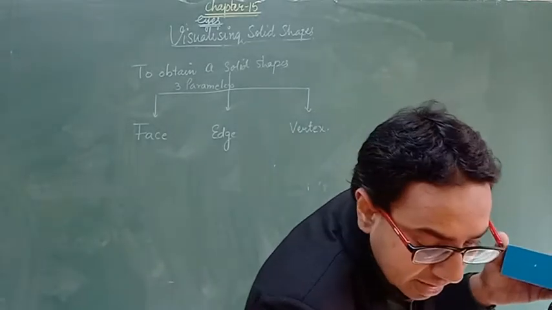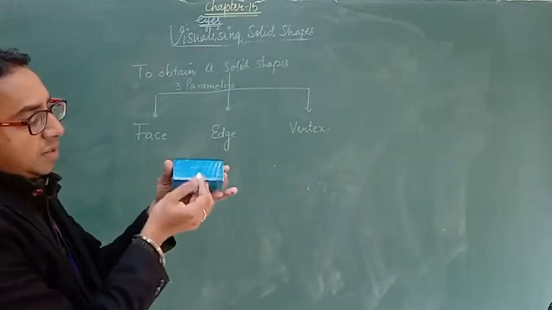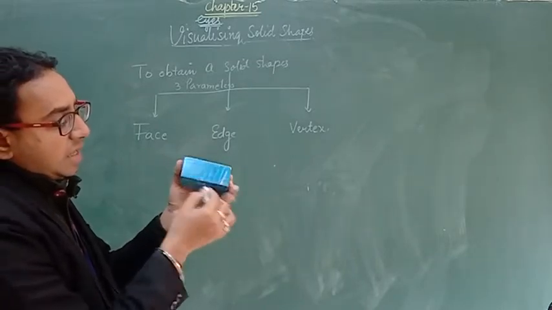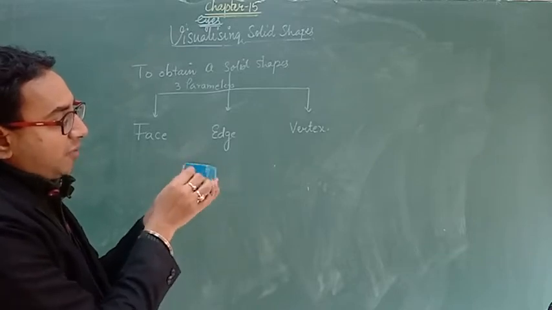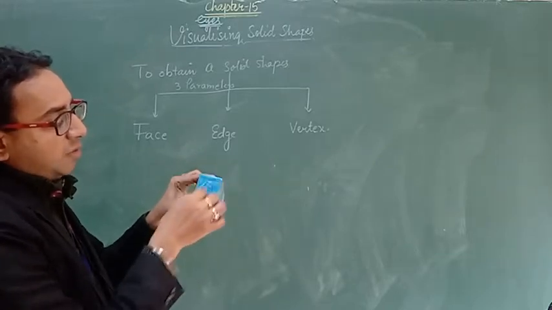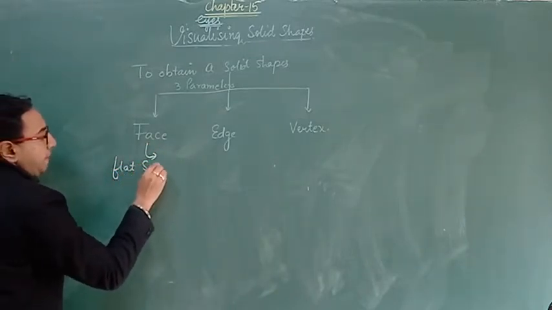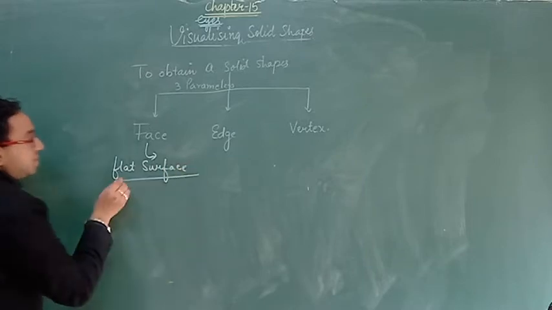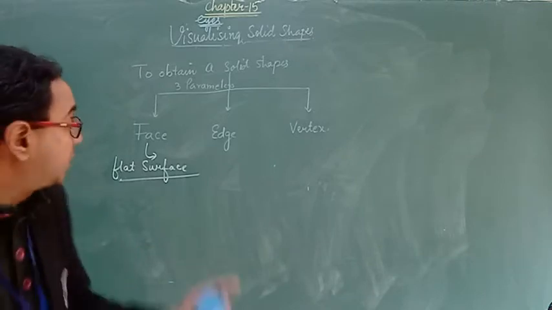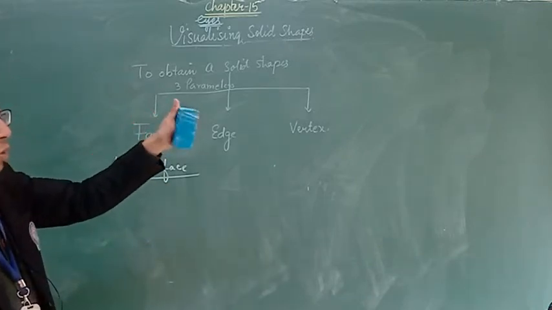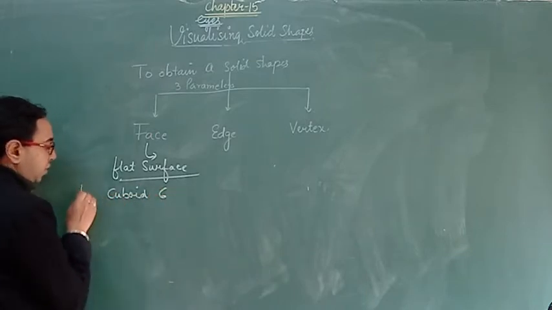Any flat surface is known as a face. So what is a face? A flat surface. The best example: this is one of the faces. A flat, plane surface is known as a face. So if I talk about a cuboid, how many faces are there? A cuboid has 6 faces.